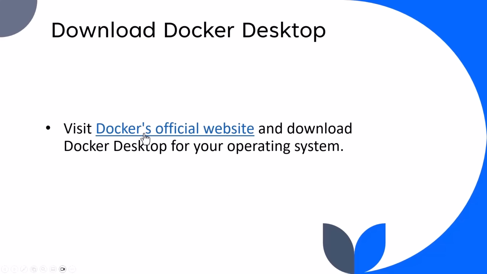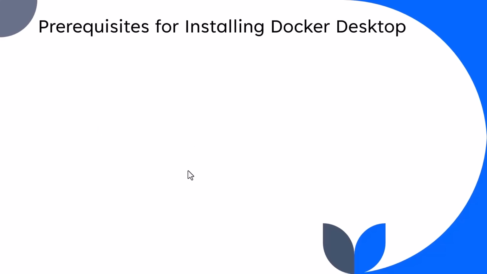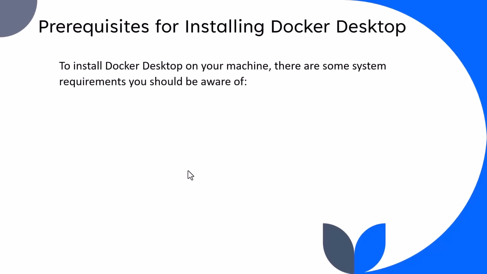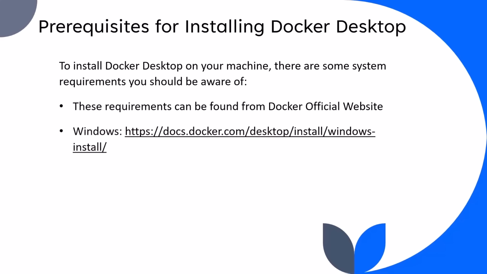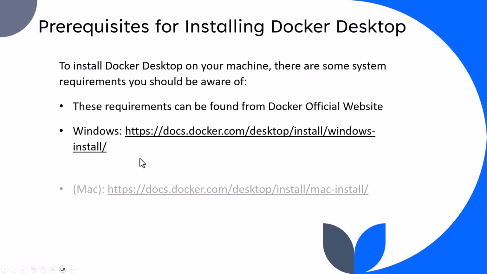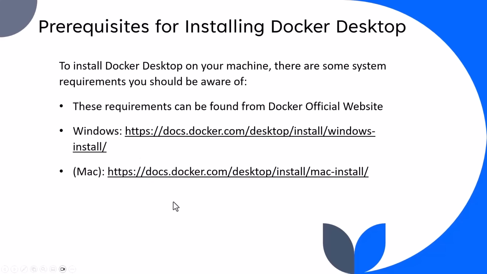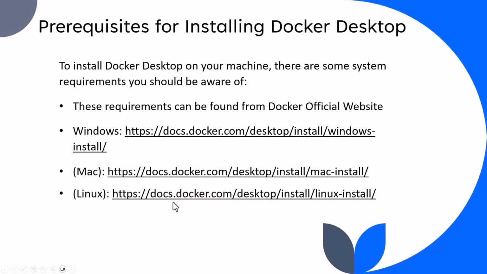So this is the Docker's official website, which is www.docker.com/product/Docker desktop, and you can download the Docker desktop for your operating system. And here are the prerequisites for installing Docker desktop. To install Docker desktop on your machine, there are some system requirements you should be aware of, and these requirements can be found from the Docker official site, which is for Windows operating system, it is at this site, and for Mac, it's at this URL, and for Windows, Mac, and then finally Linux, it is on this URL. All right.